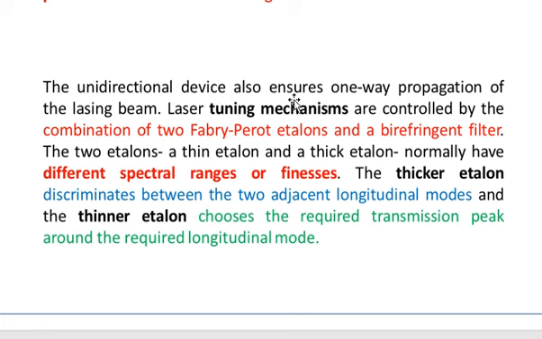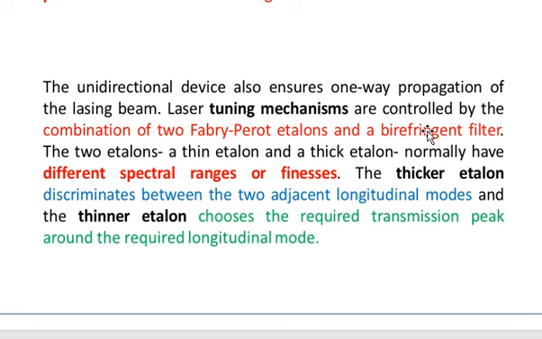The unidirectional device also ensures one-way propagation of the lasing beam. Laser tuning mechanisms are controlled by the combination of two Fabry-Perot etalons and a birefringent filter. So you see that here the tuning mechanism is again stated in terms of the Fabry-Perot and the birefringent filter. The tuning mechanism is controlled by the combination of two Fabry-Perot and a birefringent filter.